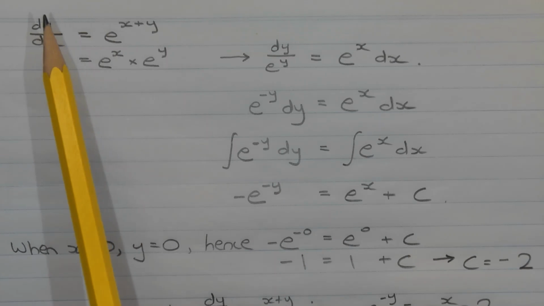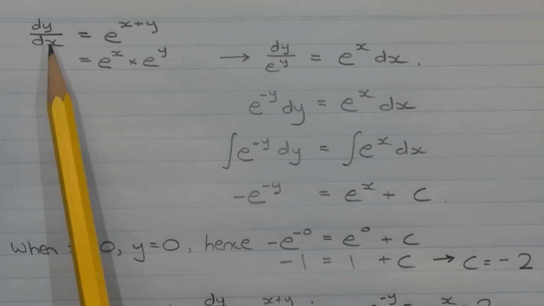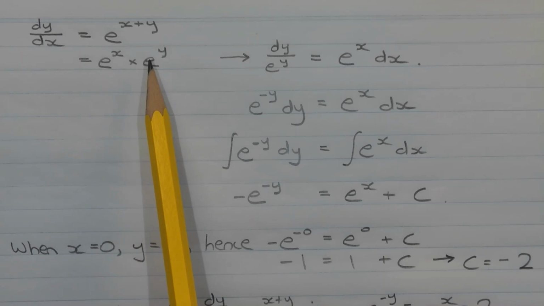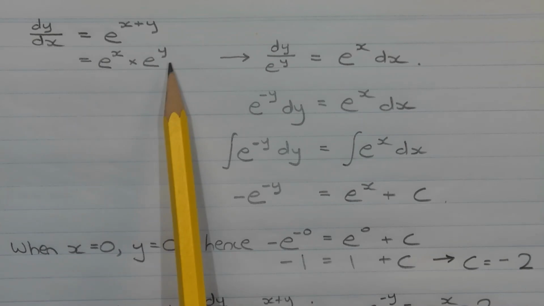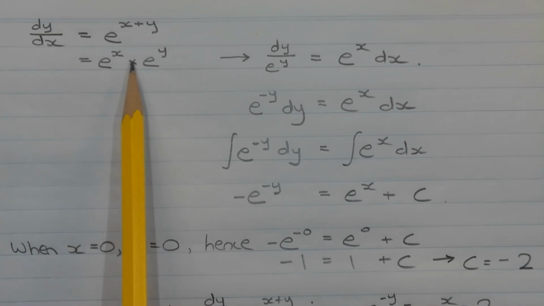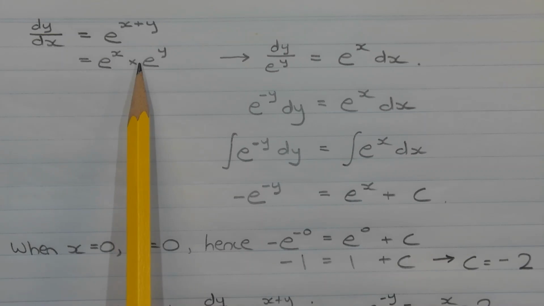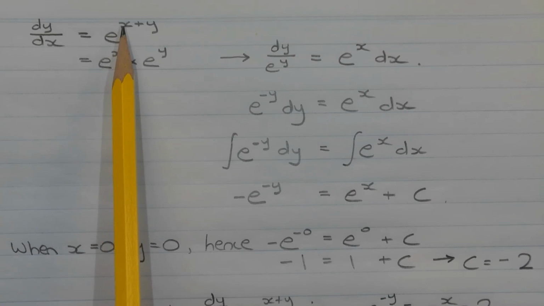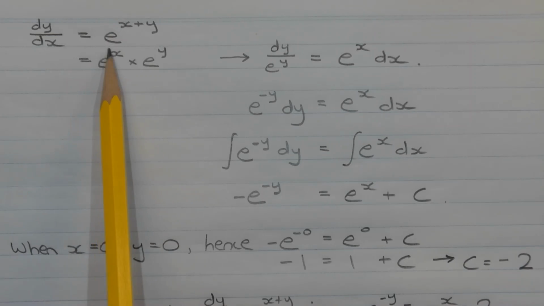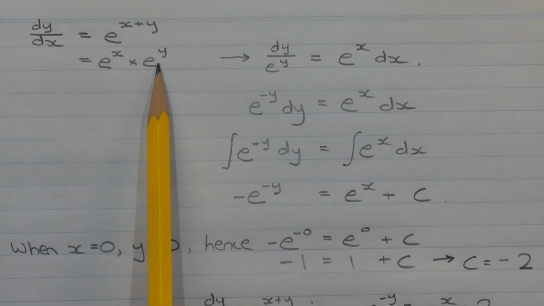The differential equation can be expressed as dy/dx equals e to the power of x times e to the power of y. If we reverse this, if we're multiplying two terms with the same base, we add the indices. So e to the power of x times e to the power of y is e to the power of x plus y. So the reversal of this is this.